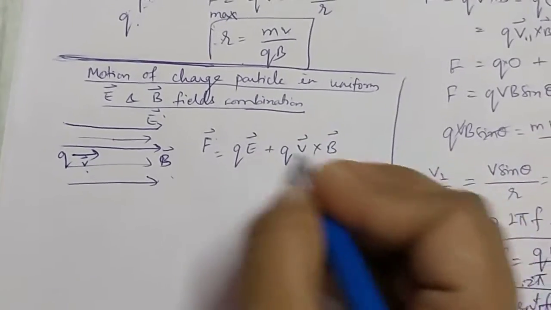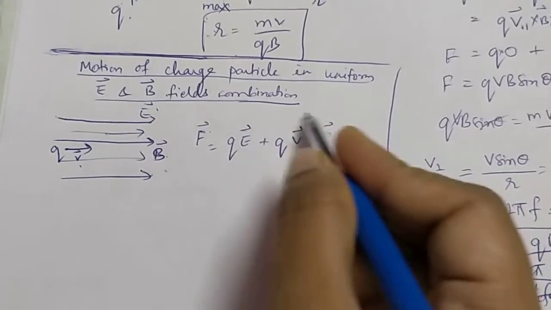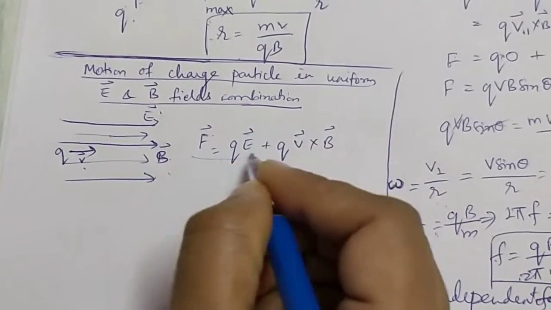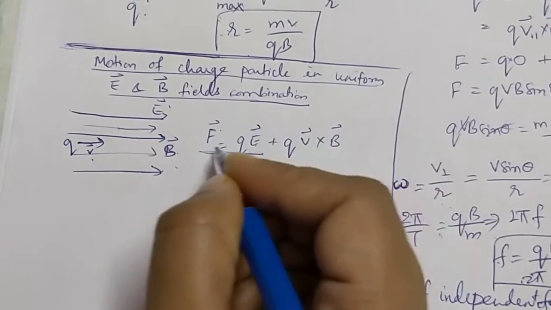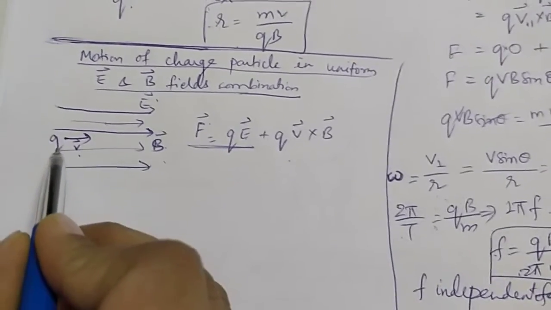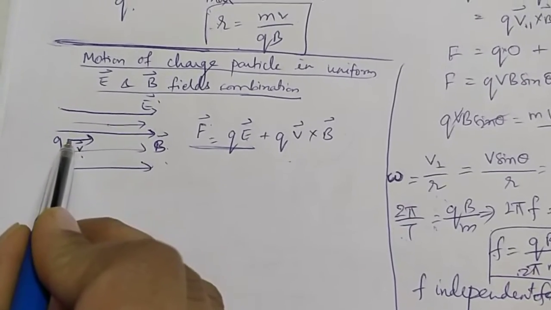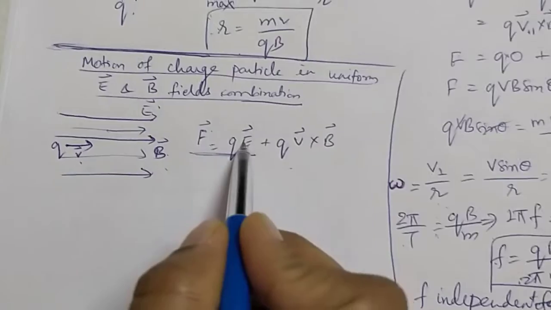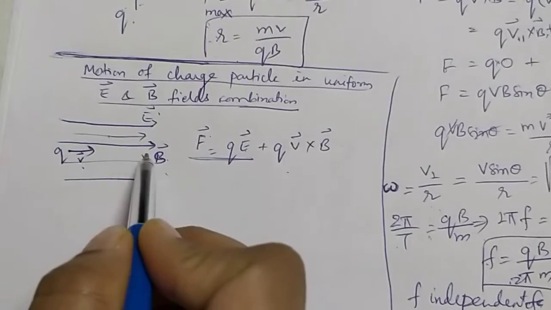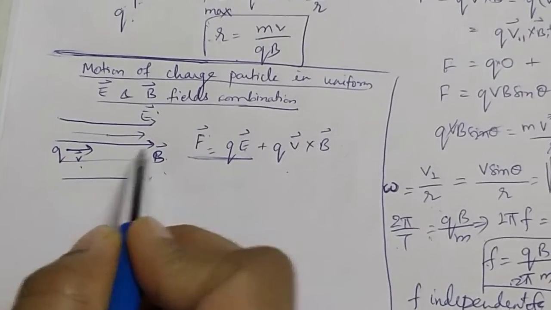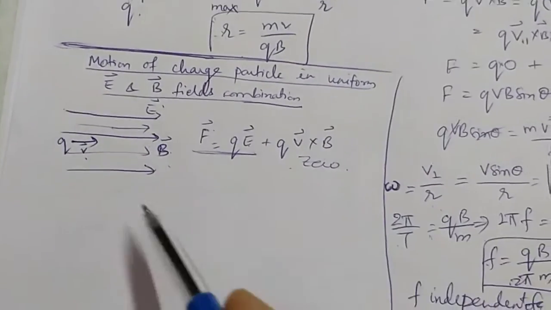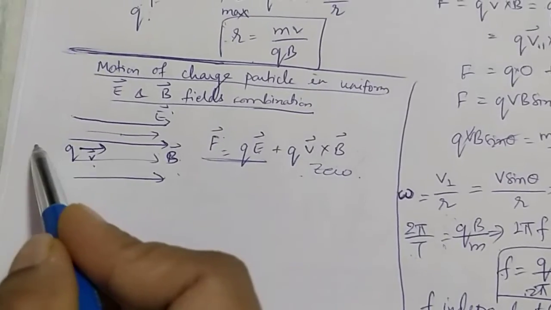Now if you see V cross B, V and B are parallel to each other, so this V cross B will become 0. So this part will be 0, but this part will not be 0. So your entire force is because of the electric field, and the force is in the direction of electric field also. What will happen if this is a positive charge, moving in this direction? It will move in the same direction because force is in the same direction, but it will accelerate, so its speed will change, its momentum will change, its kinetic energy will change, but the direction will not change, and this part is not playing any role because this will become 0.